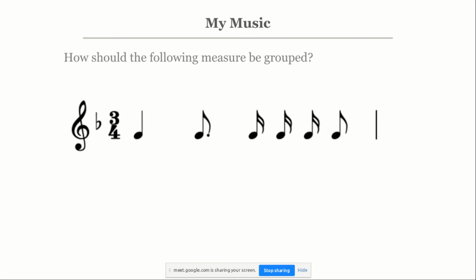What is the half of a semibreve? Half of a semibreve is a minim. That is what we call a half note. What is the half of a minim?